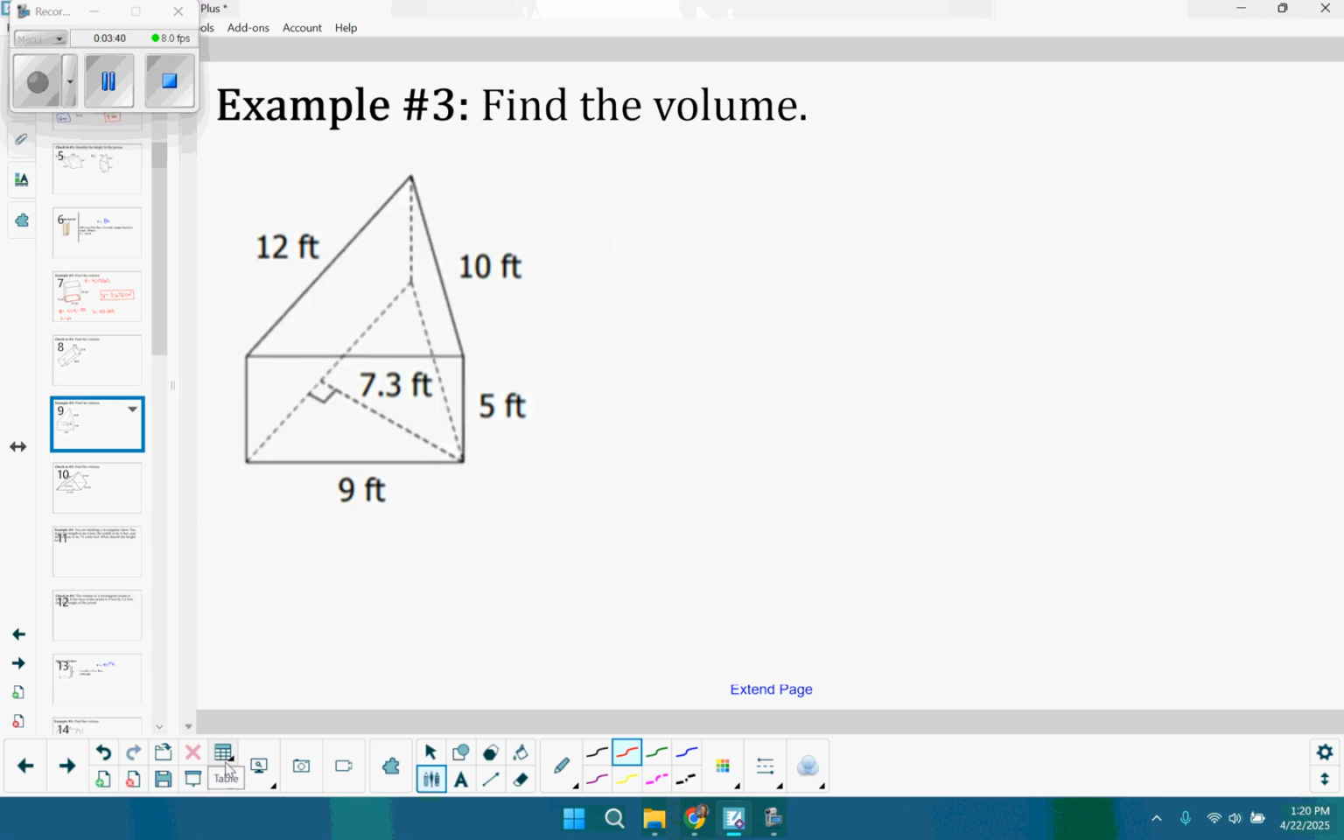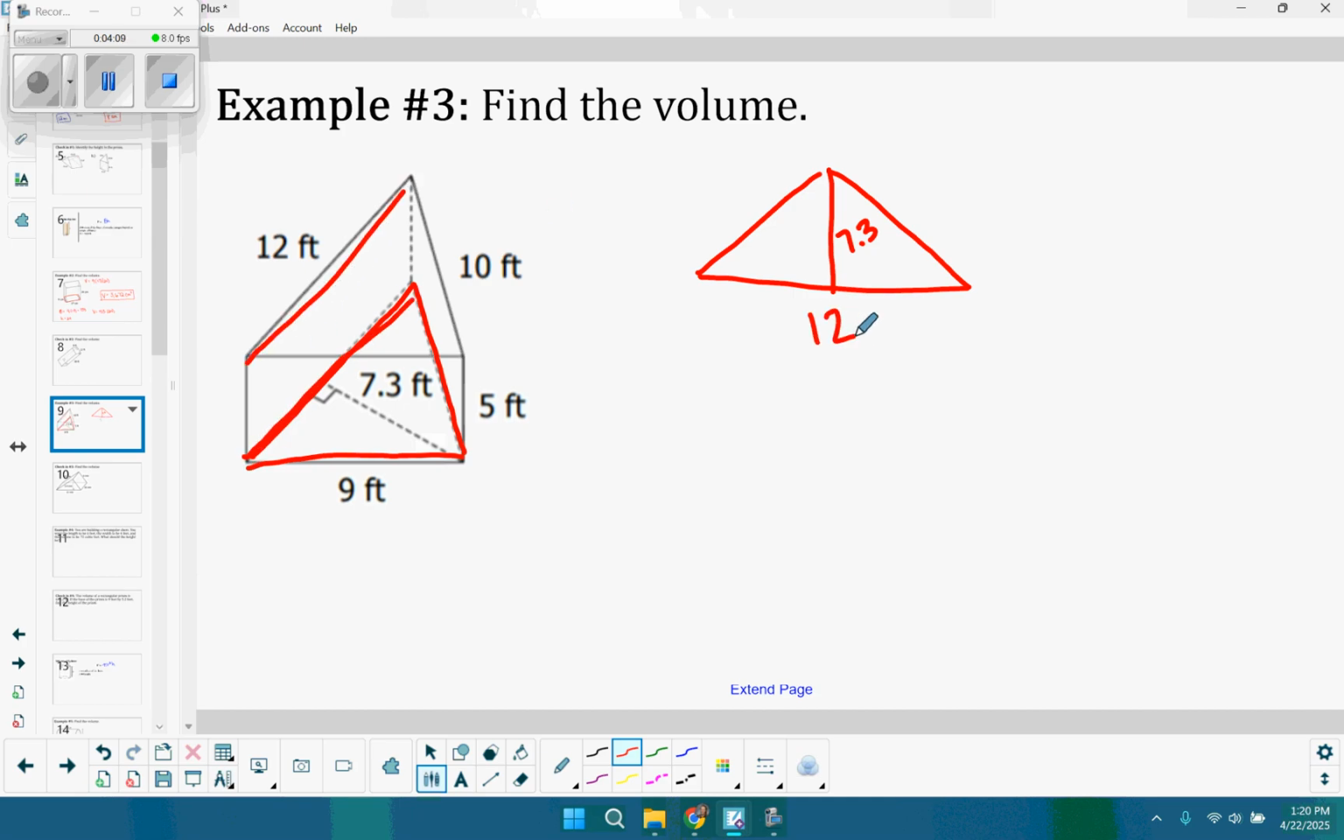In example 3, we have a triangular prism. So we are no longer able to just do length times width times height. So my base is a triangle. And I'm going to redraw this so that this and this look more like this. So I have a base and a height to work with. So the part that was inside was 7.3. This whole length here was 12.